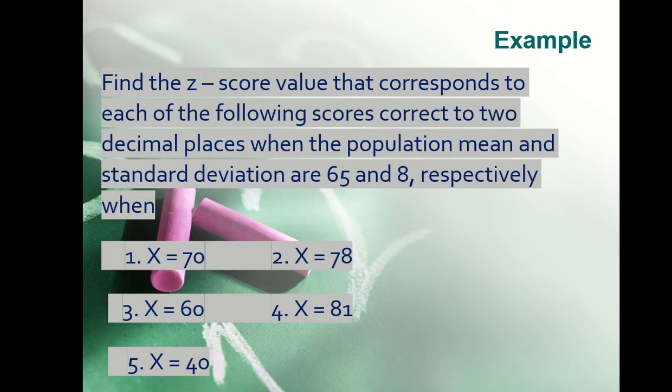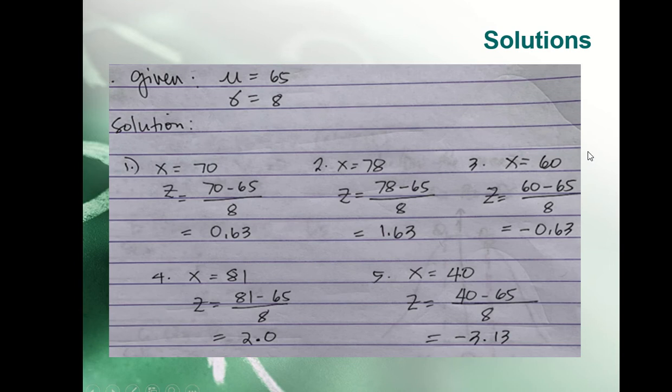Again, the formula is as simple as z is equal to x minus mu divided by the standard deviation or sigma. Dito, sa mga tanong dito, iisa lang yung values natin ng mean, 65, at isa lang din ang ating standard deviation, 8. Ang nagbabago lang yung raw scores natin. So, here are the solutions. Simpleng subtraction at saka division lang ito.